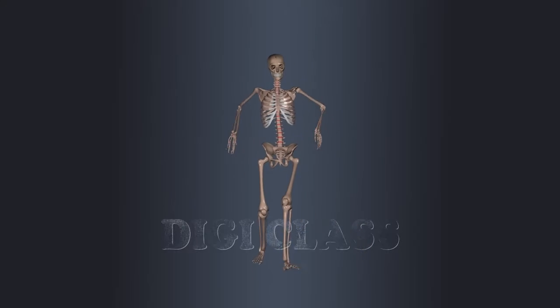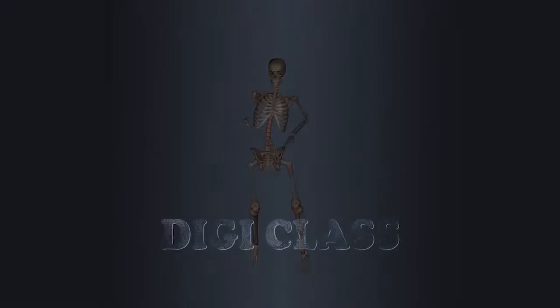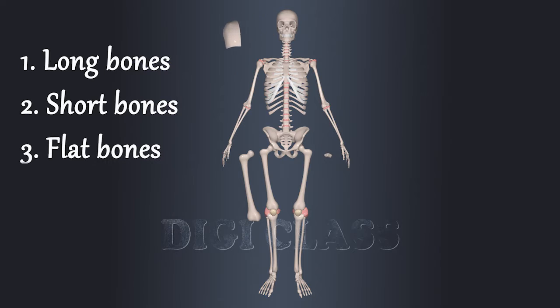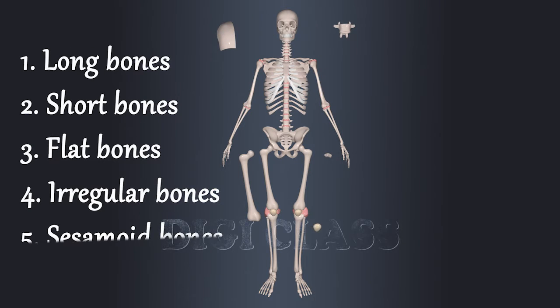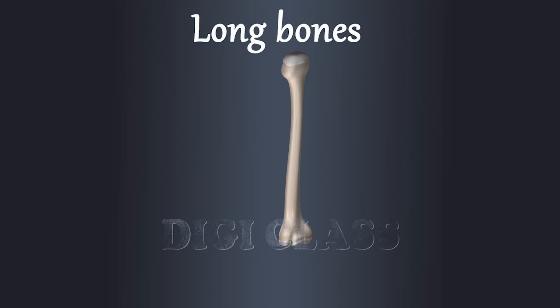Types of bones in the human body. According to shape, bones in the human body are classified into 5: long bones, short bones, flat bones, irregular bones, and sesamoid bones. Long bones. A long bone is one that is cylindrical in shape.